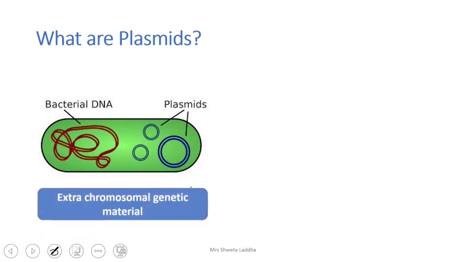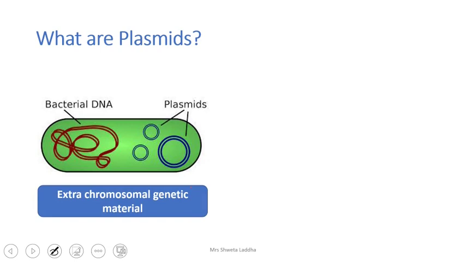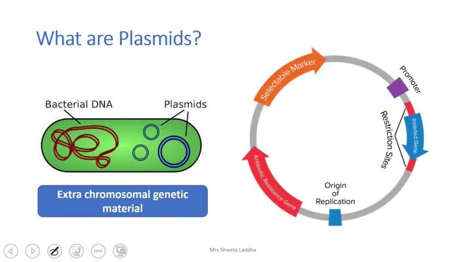And what are these plasmids? These are extra chromosomal genetic material, and these plasmids are used in rDNA technology. Now, if we take a detailed look at the structure of the plasmid, a plasmid has a site which is called the origin of replication site. Here, the replication process of the plasmid begins because this is also nothing but circular DNA, extra chromosomal material. So it also undergoes replication, and the replication begins from the region of the origin of replication site.